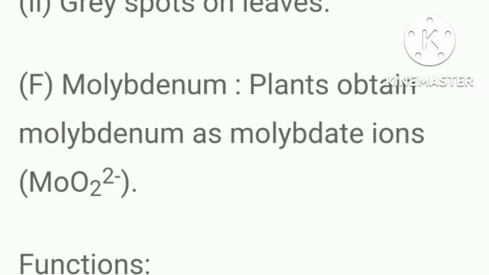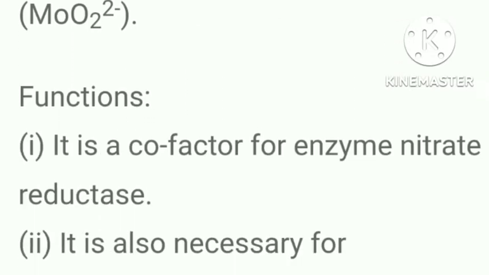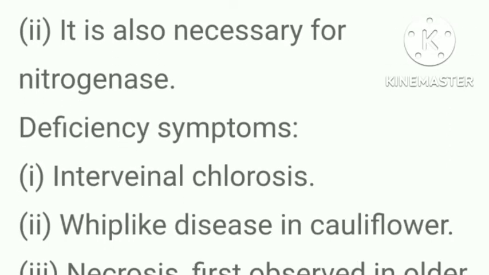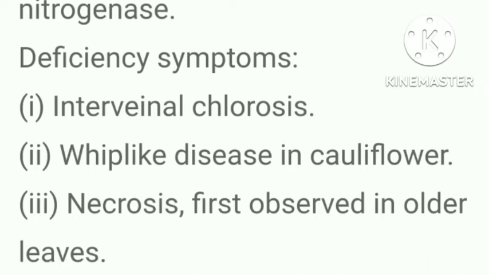Molybdenum: plants obtain molybdenum as molybdate ions, MoO2 2-. Function: it is a cofactor for the enzyme nitrate reductase. It is also necessary for nitrogenase. Deficiency symptoms: intervenal chlorosis, whiptail disease in cauliflower, necrosis first observed in older leaves.